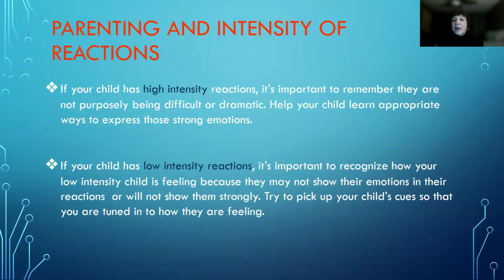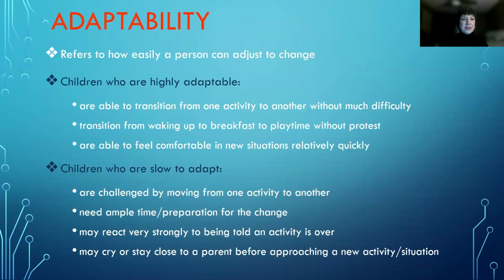If you have a child with high intensity reactions, again, talk about drama. They're not trying to be difficult or dramatic. They just feel things in a different way and they express them in a big way. So we can help kids understand this is a strong emotion. How can we express it in a way that seems appropriate for the situation? If your child has low intensity reactions, it's important to remember that they're still feeling things. We just might not see what they're feeling. You need to kind of be a detective and pick up on their cues and maybe talk to them and help them express how they're feeling because they may not be able to show it in the same way that a child with high intensity reactions shows their feelings.